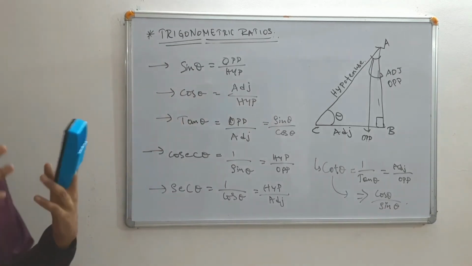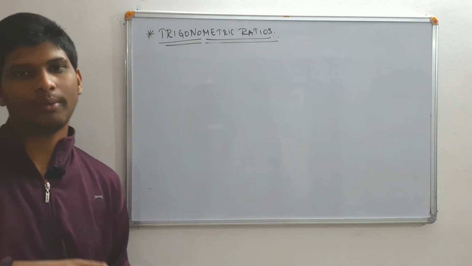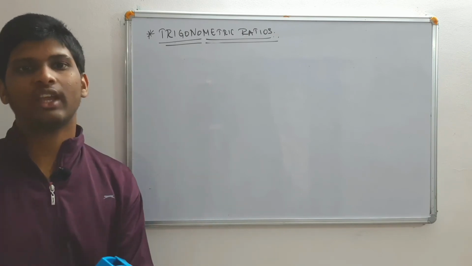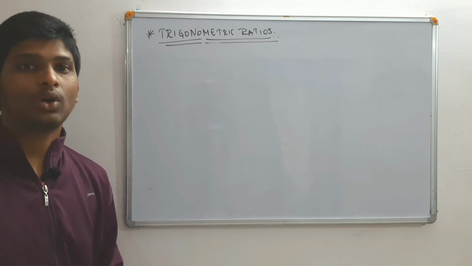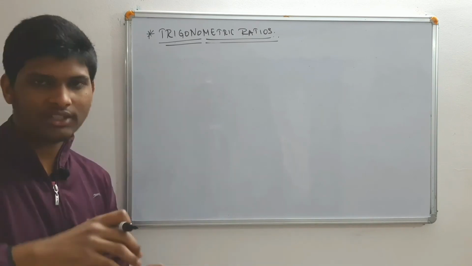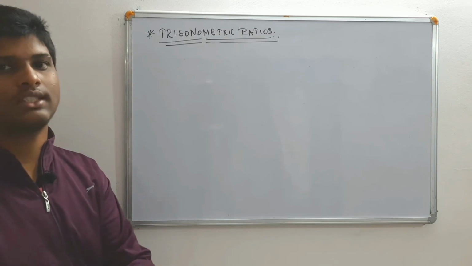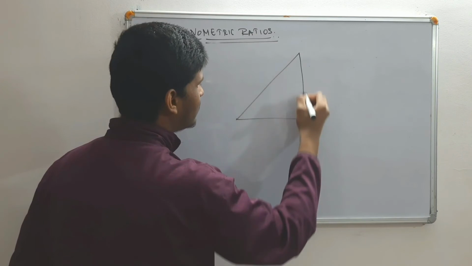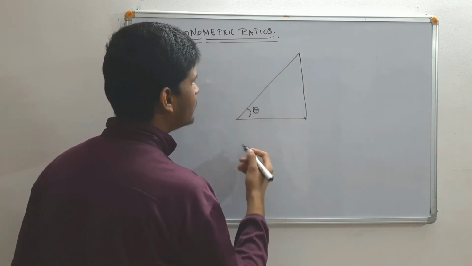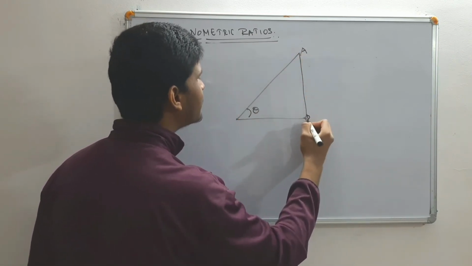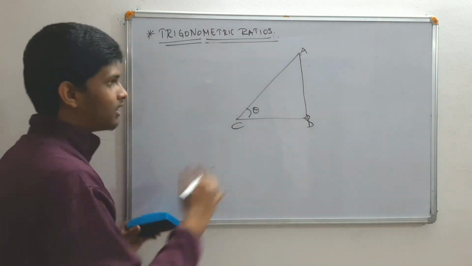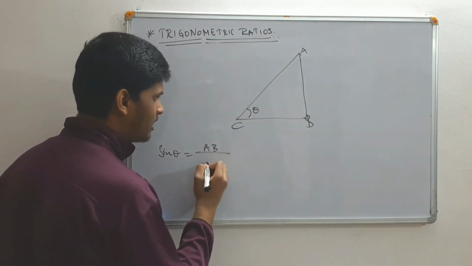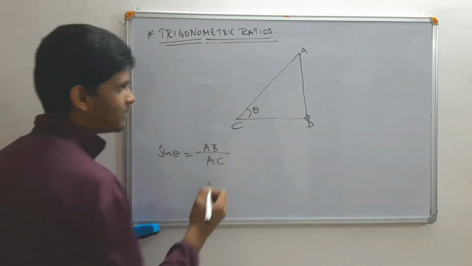So this is about trigonometric ratios, and you should remember one more thing: the trigonometric ratio of a specific angle will be the same without respect to lengths. That means trigonometric ratios will not change with respect to lengths. Let's see that. If you take a right angle triangle, name some angle theta, and this is ABC. Now sin theta is the length of AB by the length of AC.